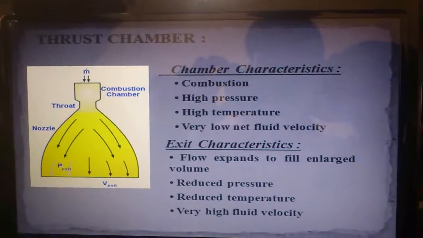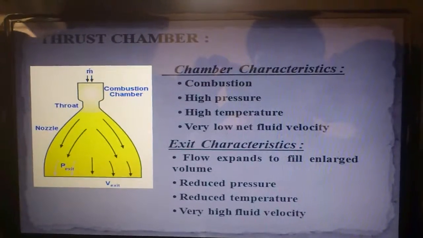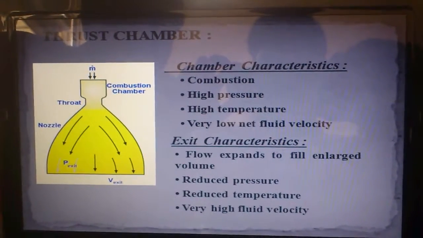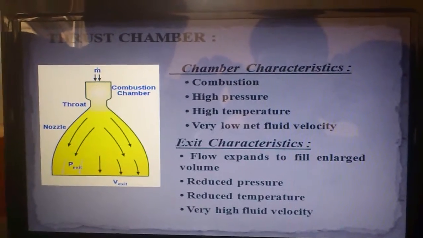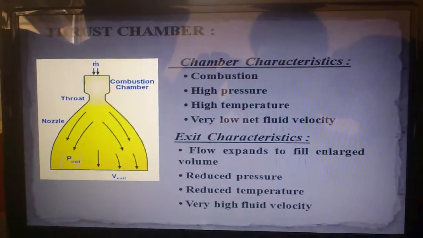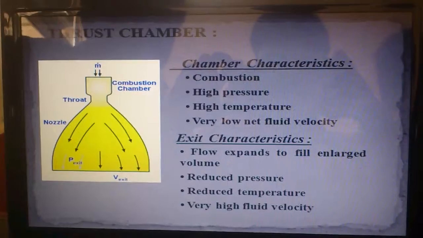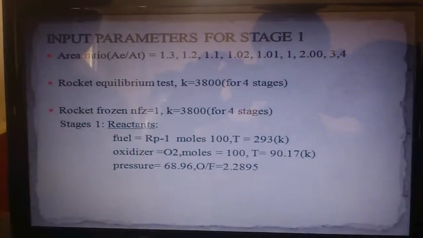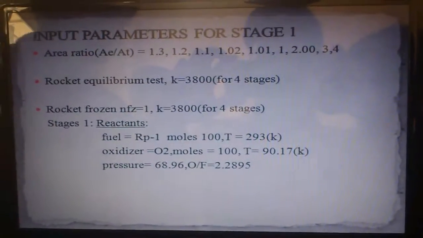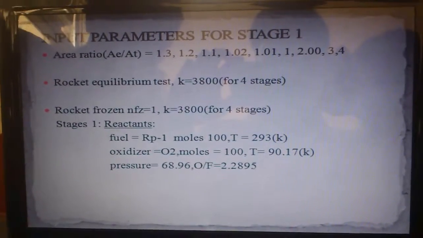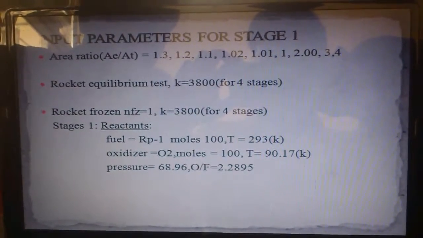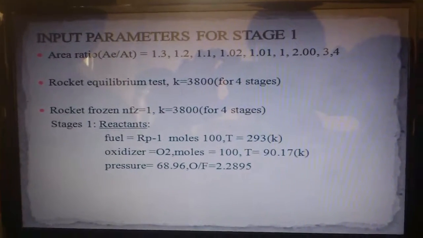And this is a thrust chamber. The thrust characteristics are combustion, high pressure, high temperature, and very low net fluid velocity. And the exit characteristics are: the flow expands to fill the enlarged volume, reduced pressure, reduced temperature, and very high fluid velocity. And these are the inputs we gave for the first stage, and values are given for the area ratio under rocket equilibrium and rocket frozen.